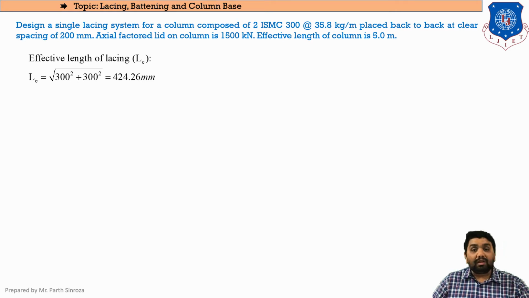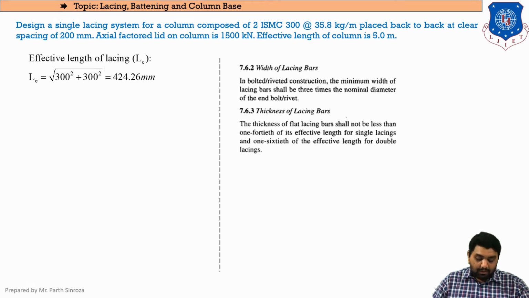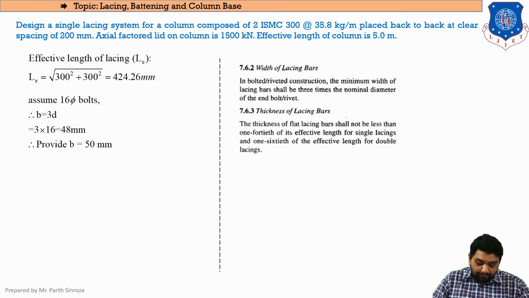Now we will be moving on to the next part, and that will be finding from our IS code, from clause number 7.6.2 and clause number 7.6.3. First we will be focusing on clause number 7.6.2. It represents the width of lacing bar. So we will be finding the width of lacing bar. It says that in bolted or riveted construction, the minimum width of lacing bar should be 3 times the nominal diameter of bolt. So the width of lacing should always be 3 times the nominal diameter of bolt.